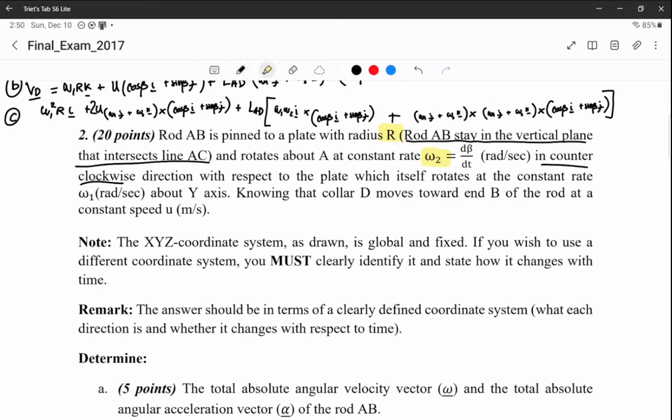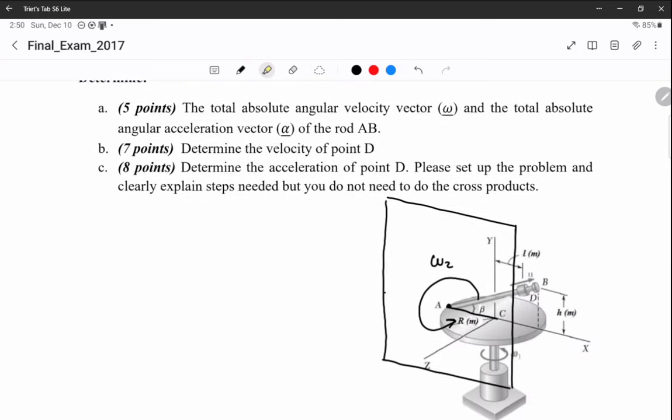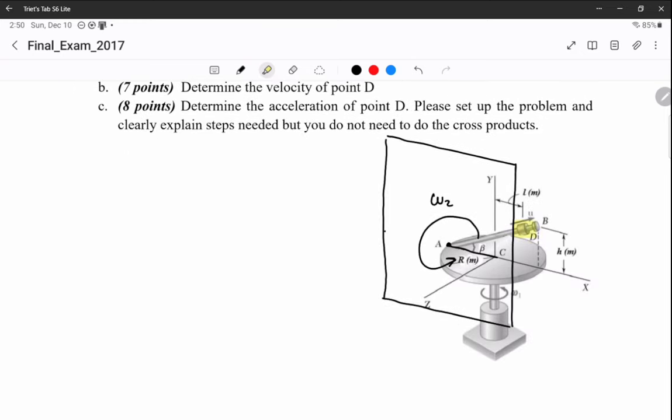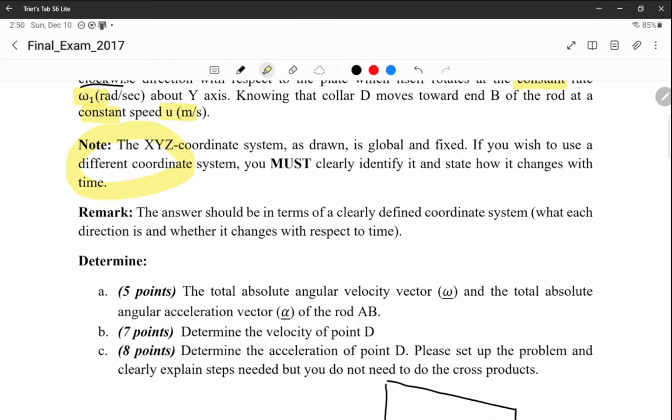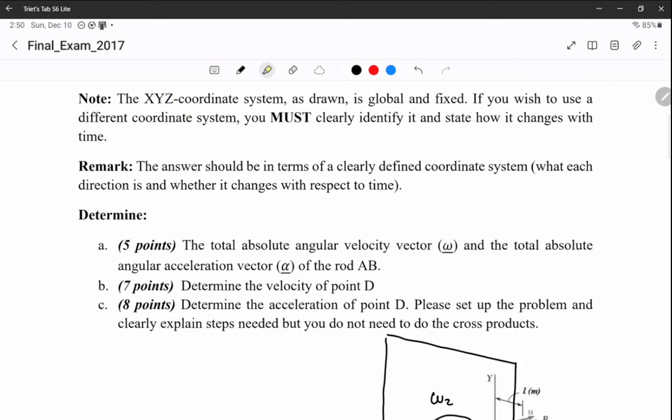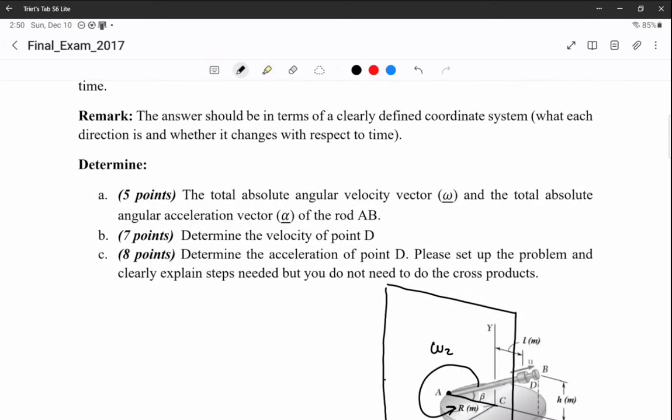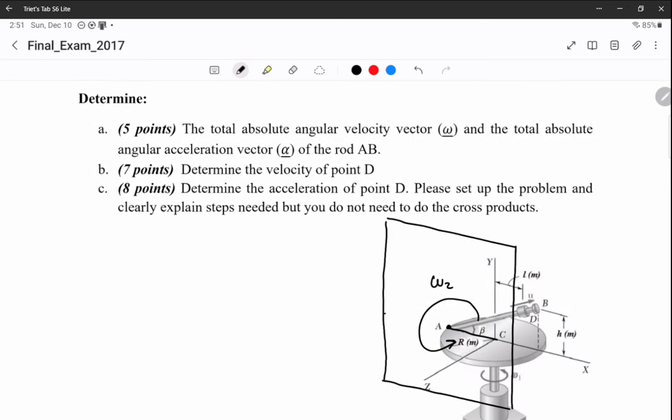We have omega 1 constant, rotating around the y-axis. We know constant speed u, at which D is moving. This note is not important, that's just the global coordinate system. You can't really rotate the global coordinate system. Okay, we marked it's not important either. Let's jump to the problem.